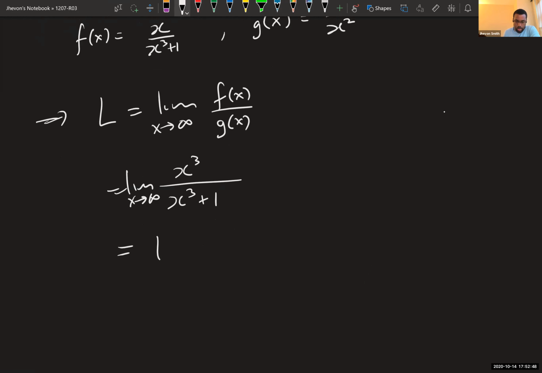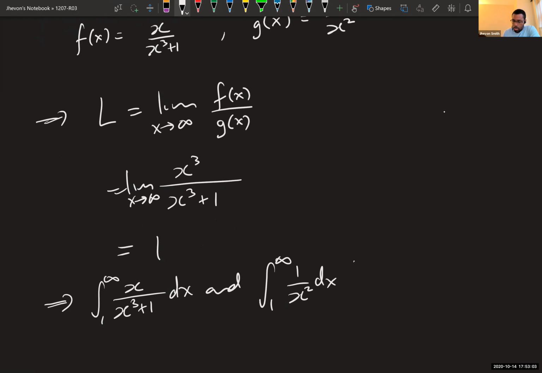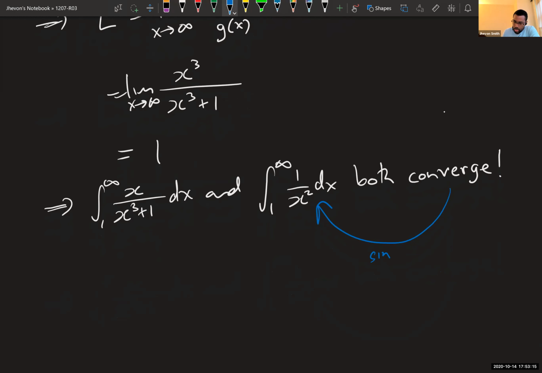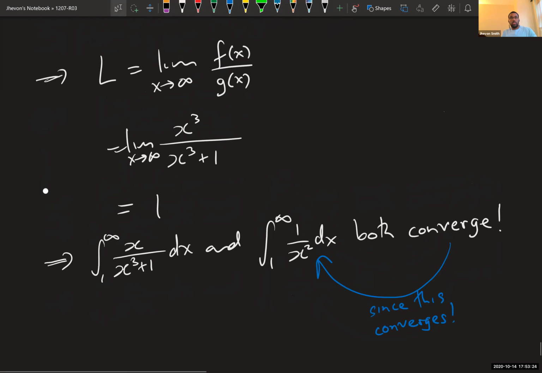And so this means the integral from 1 to infinity of x over x cubed plus 1 dx and 1 over x squared dx both converge. And we know they both converge since this converges. Professor? Yes. If you got a positive number like that, but if you knew that 1 over x squared diverged, would they both then diverge? Diverge, yeah. Okay.